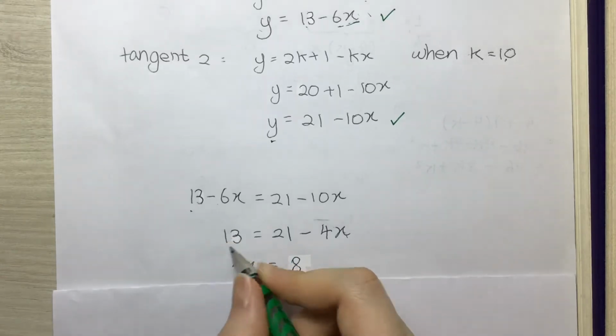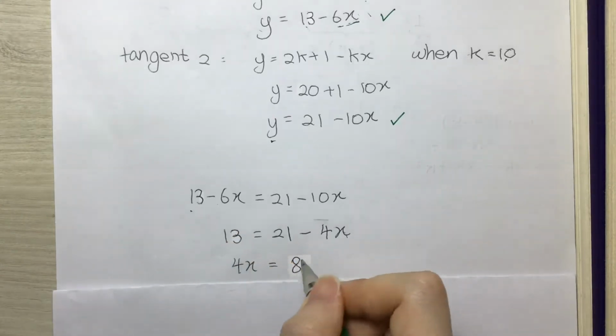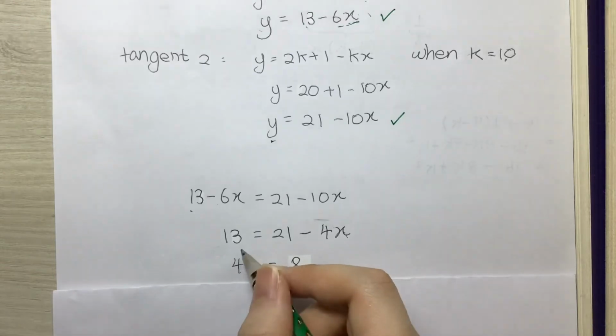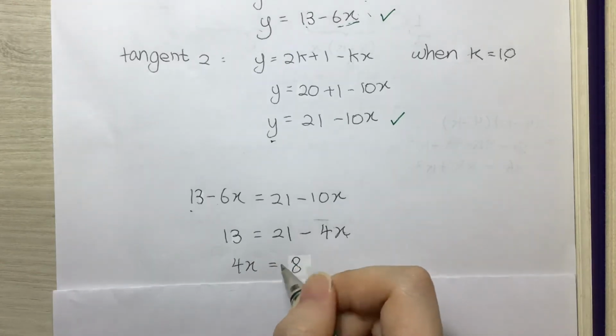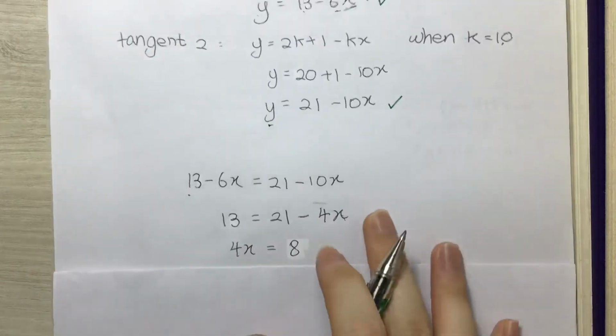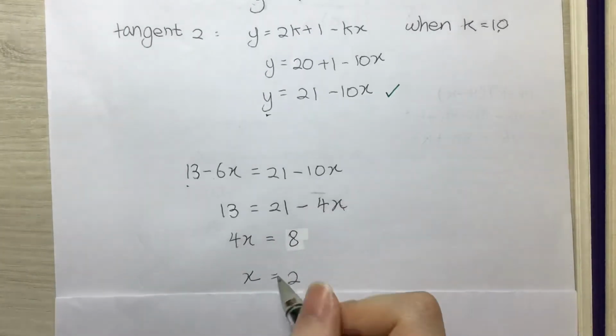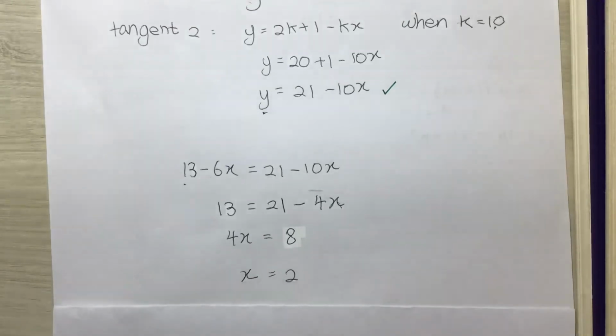And when we move the part with the x to the other side, the x becomes positive, and then we will move the constant positive 13 to the right hand side, and then it becomes 21 minus 13, and then you will actually get a positive 8 here. So it becomes more straightforward. All you have to do is to find the x, and this is what you got.